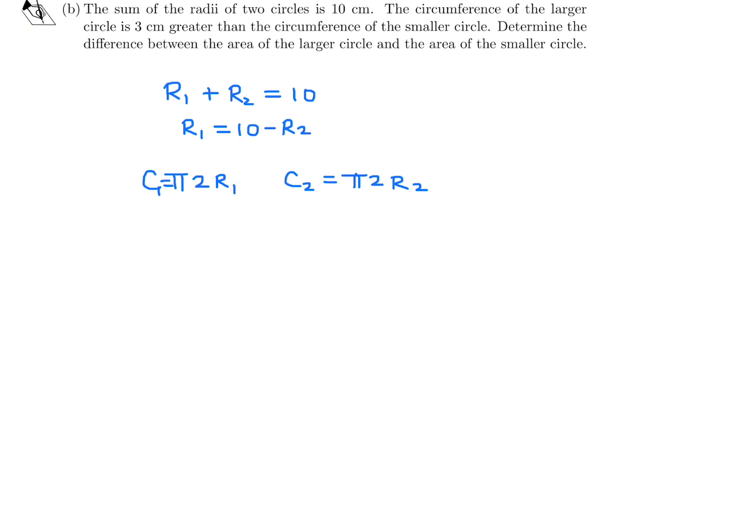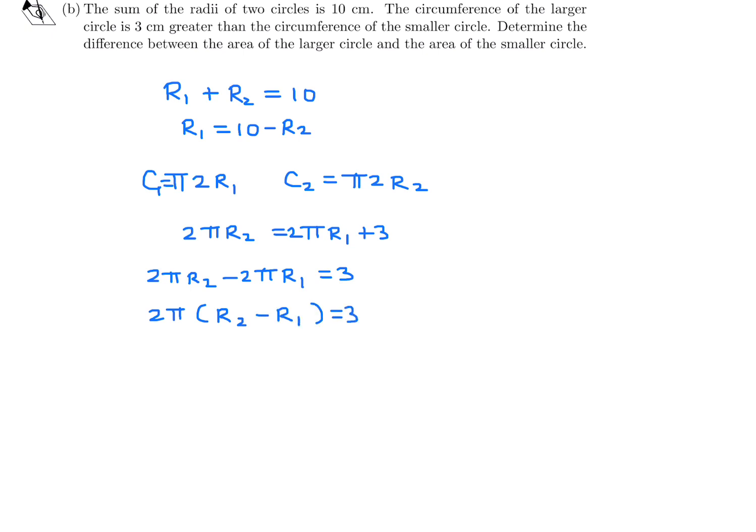So 2 pi R2, if R2 is the bigger one, would be equal to 2 pi R1 plus 3. Manipulating these, 2 pi R2 minus 2 pi R1 is equal to 3. If I factor out the 2 pi, I get 2 pi times (R2 minus R1) is equal to 3, and therefore R2 minus R1 is equal to 3 over 2 pi. Okay. Now what do they want me to find?